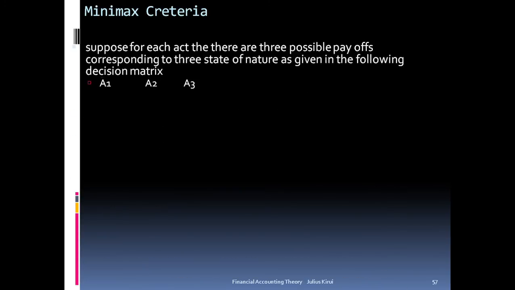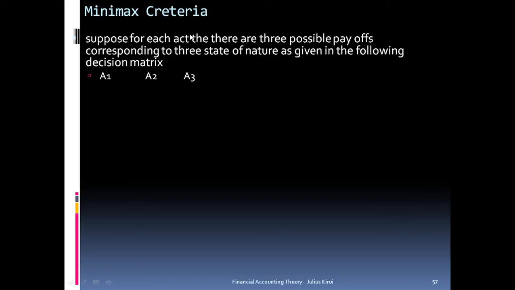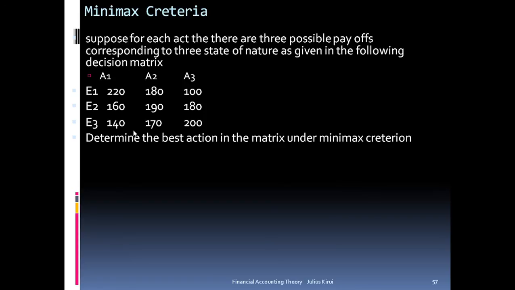Now we can take an example again. Minimax criteria. Suppose for each act, there are three possible payoffs corresponding to three states of nature as given in the following decision matrix. So we are taking the same example. So these are the values that we have been given. Determine the best action in the matrix under minimax criteria.